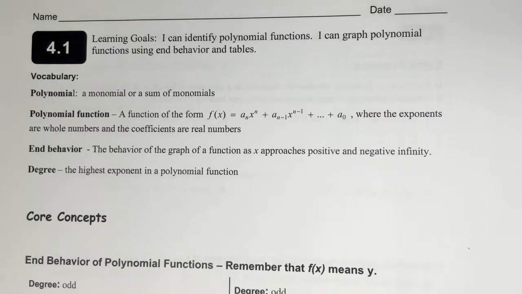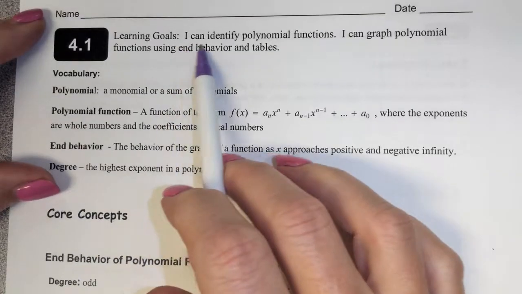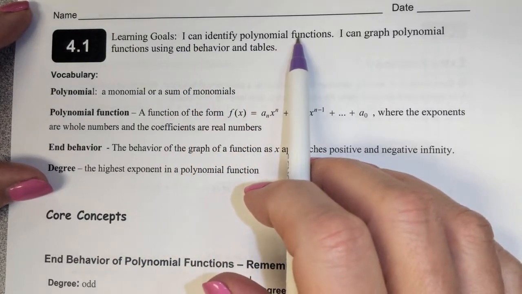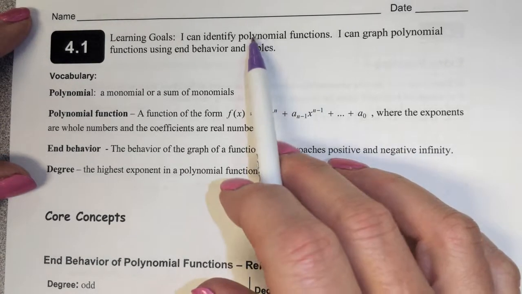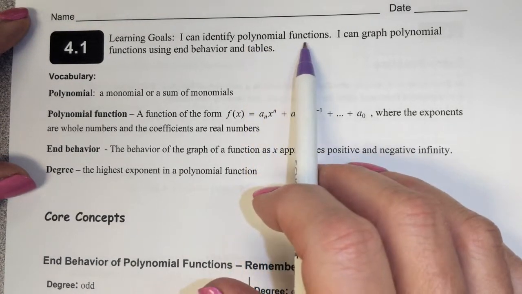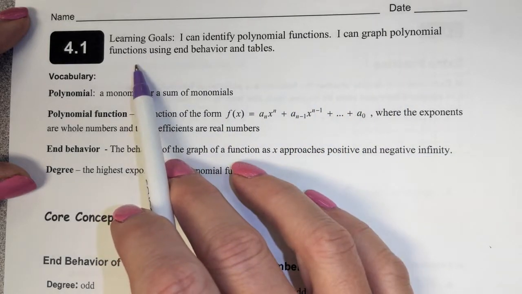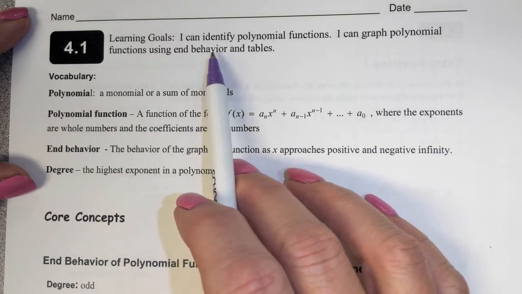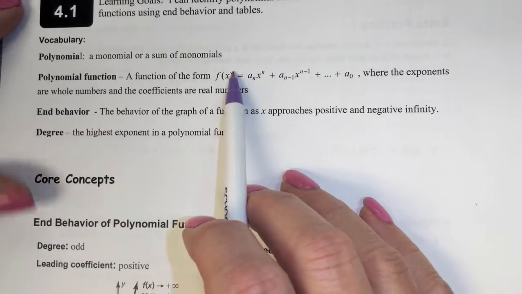Alright, we're taking a look at section 4.1. Our learning goal here is that we want to be able to identify polynomial functions. So first of all, we might just be given an equation and they're going to ask us whether or not it's a polynomial function. The other thing is we want to be able to graph polynomial functions. We want to understand the end behavior, and then we're also going to look at some tables of values.